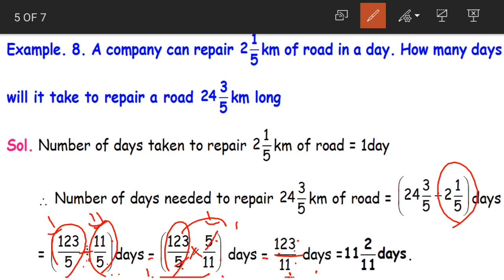Now again simplifying it further, 123 divided by 11. Now 11 ones become 11. When we subtract, we have 13 as our answer. Again 11 ones are 11. 13 minus 11 becomes 2.